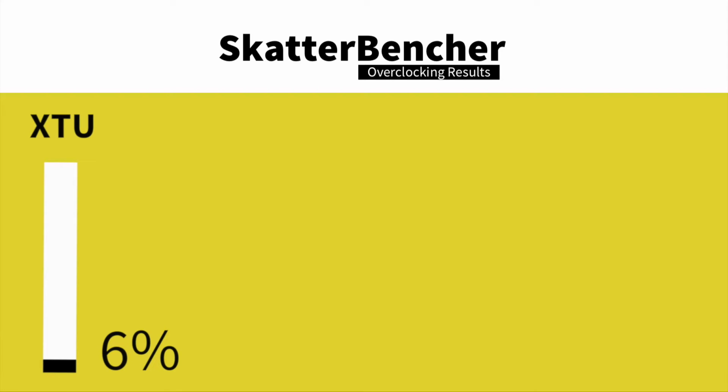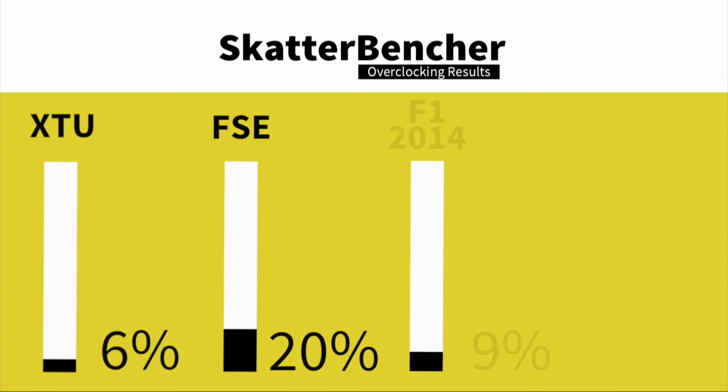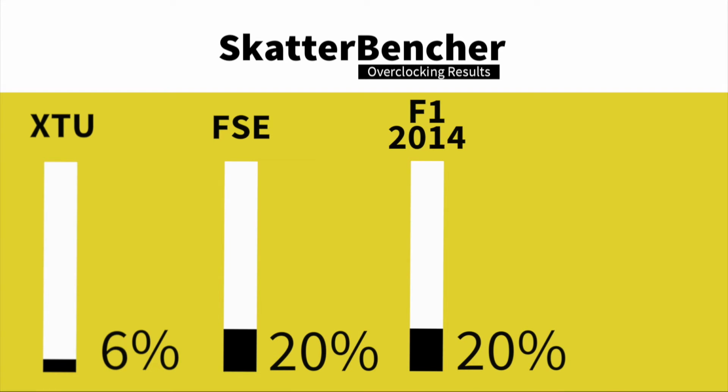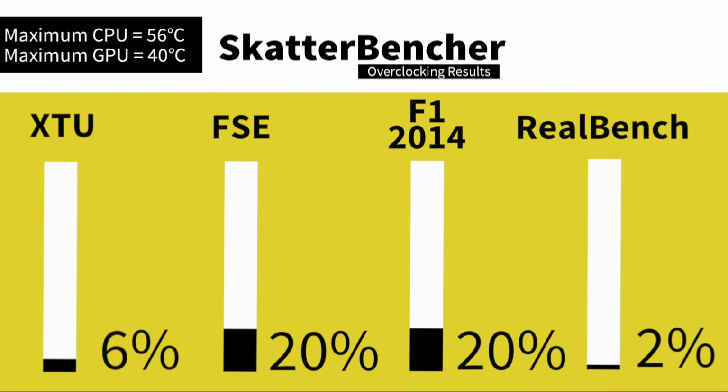In XTU, our score goes up to 1,148 points, which is about 6%. In FireStrike Extreme, our score goes up to 5,683 points, which is an increase of 20%. In F1 2014, our minimum frames per second is now 70, which again is a percentage increase of 20%. In RealBench, the performance goes up a mere 2%. Thanks to the water cooling, our CPU temperature decreased to 56 degrees centigrade, and the GPU temperature decreased to 40 degrees centigrade.